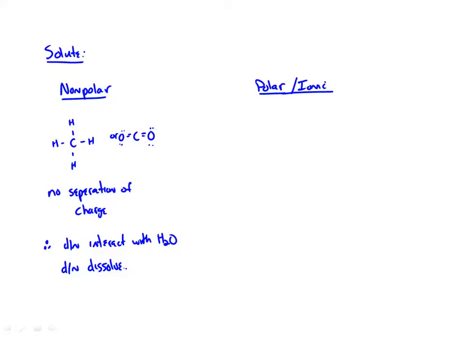Things that are polar or ionic tend to dissolve in water. An example of something that's polar would be ethanol. So this is my structure of ethanol. Note that it has an OH bond in it. So this is capable of forming hydrogen bonds, dipole-dipole interactions, and hydrogen bonds.